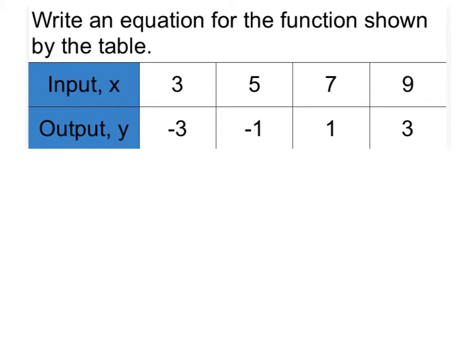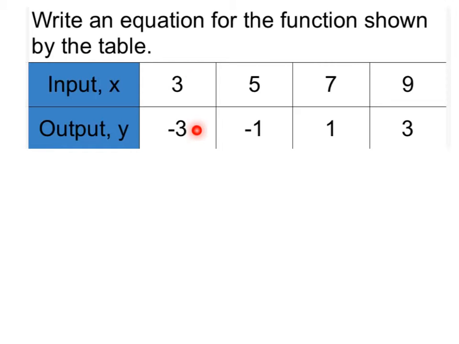Alright, a third and final example here is a little more challenging because now we need to write an equation for the function shown by the table. So we actually have to look at the table and evaluate the contents of the table itself. So we can do this in a variety of ways. We could start at the beginning over on the left-hand side and say, okay, well, how do we get from an input of 3 to an output of negative 3?